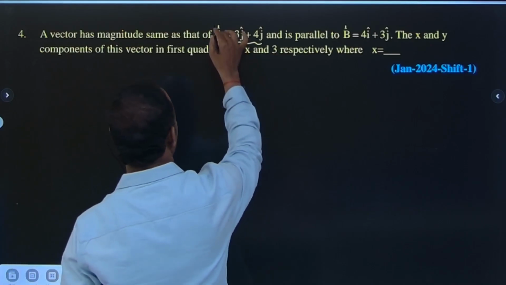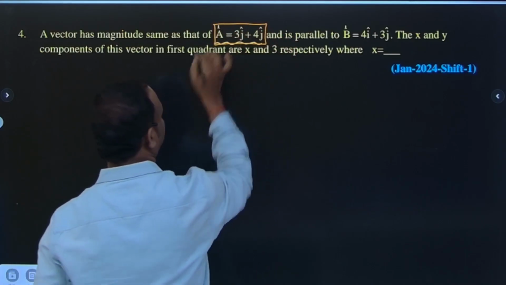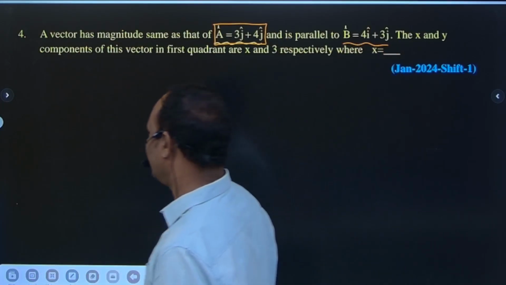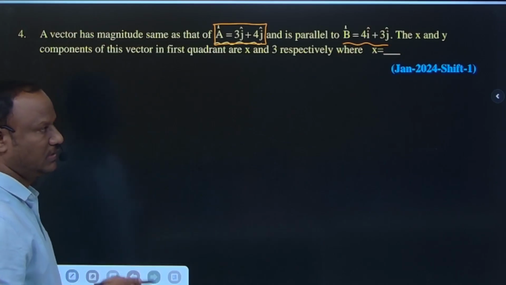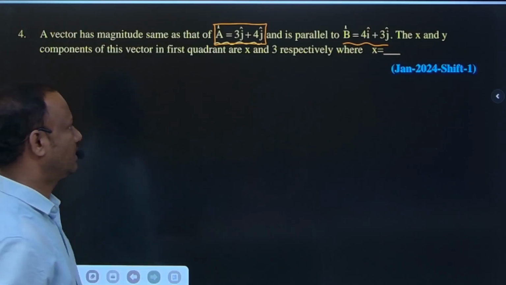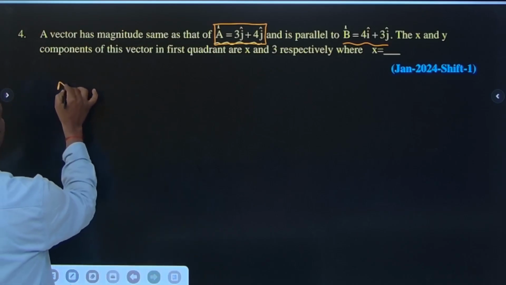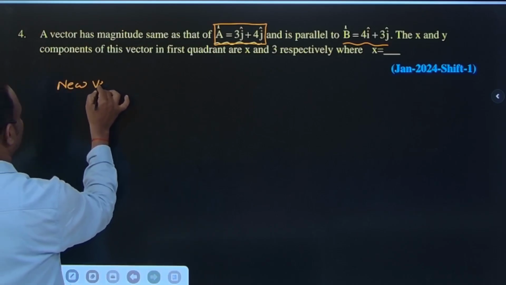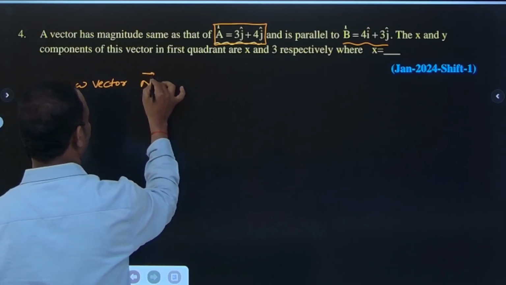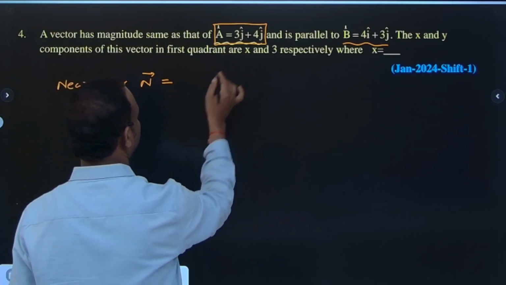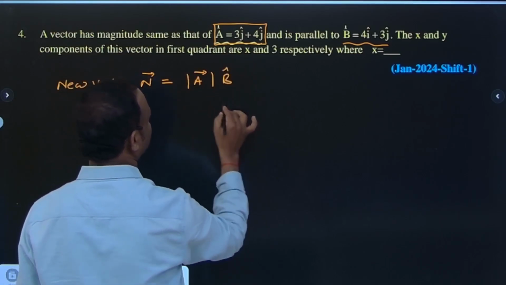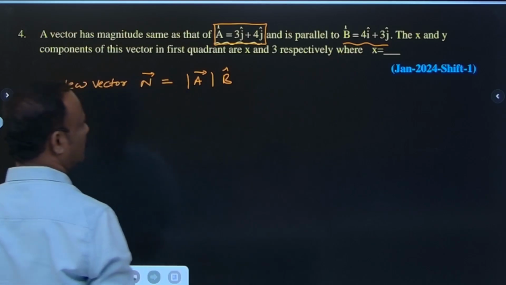A vector has the same magnitude as the first vector. Here, the magnitude is parallel to another vector. You know that when two vectors are parallel to one another, one vector is some scalar multiple of the other. It means the new vector n bar is equal to the magnitude of the first vector times the unit vector of b.